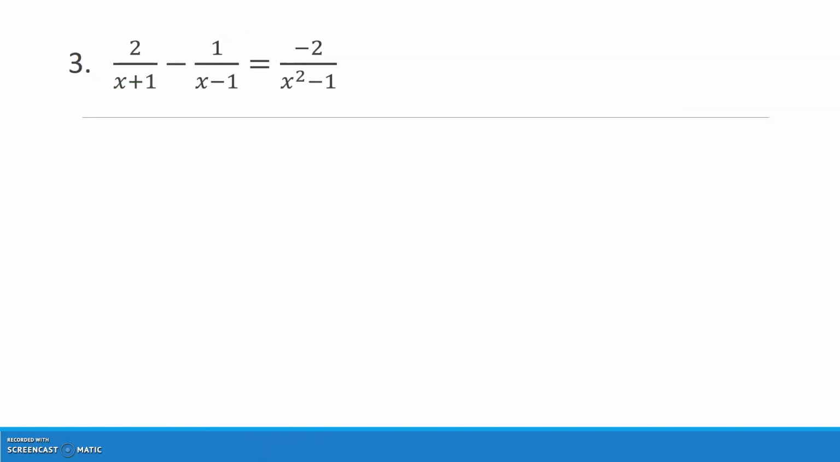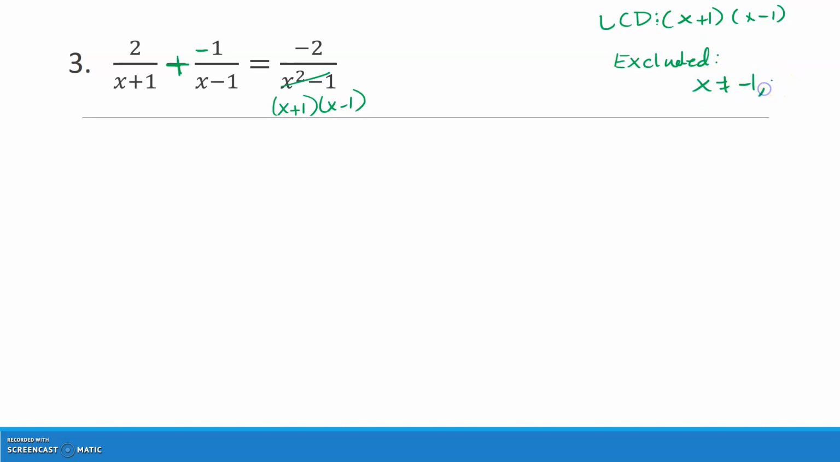Okay, last example here. Again, I have a subtraction sign, so I'm going to go ahead and factor the denominators. X plus 1 is prime, x minus 1 is prime, x squared minus 1 is x plus 1 times x minus 1, which means our LCD is just that, x plus 1, x minus 1. And my excluded values would then be x cannot equal negative 1 or positive 1. Can't be 1 or negative 1.